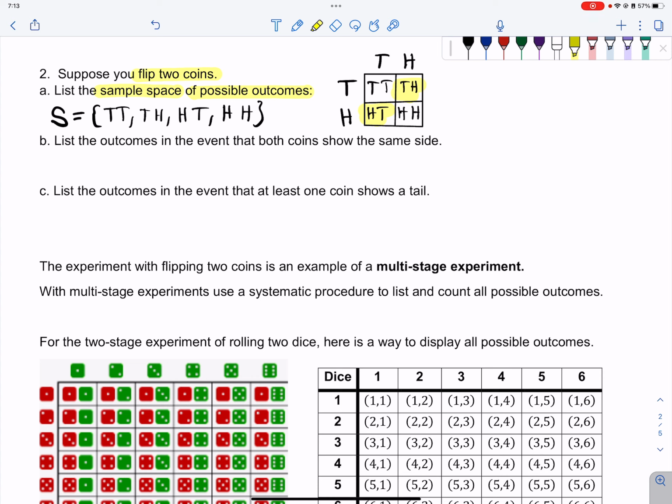Okay. The next one, we want to list the outcomes in the event that both coins show the same side. So both of the 2 coins have to be the same thing, so I'm going to take a look at our sample space and see what outcomes satisfy that criteria. Well, the first one, tails, tails, satisfies the criteria of both coins being the same. And then we also have heads, heads. That also satisfies this criteria.